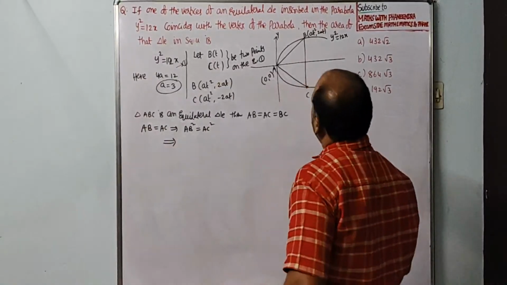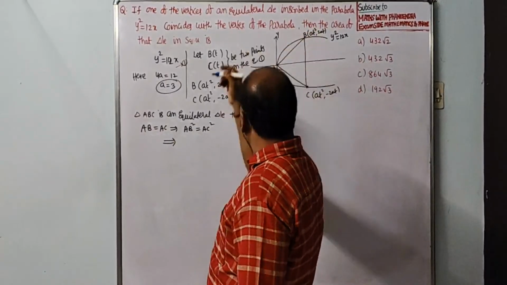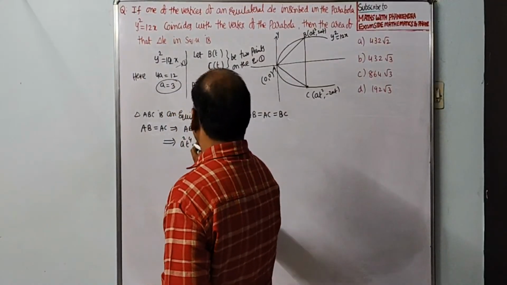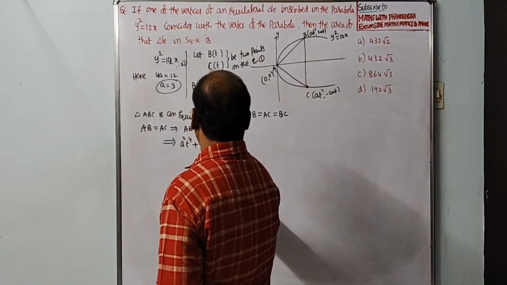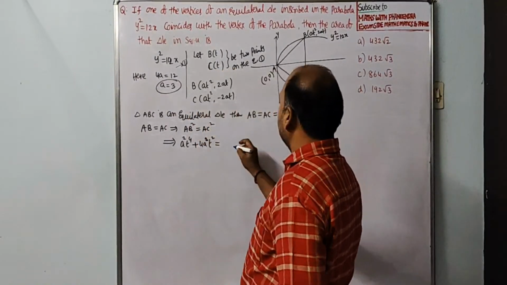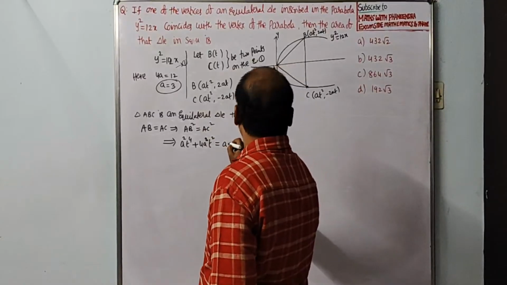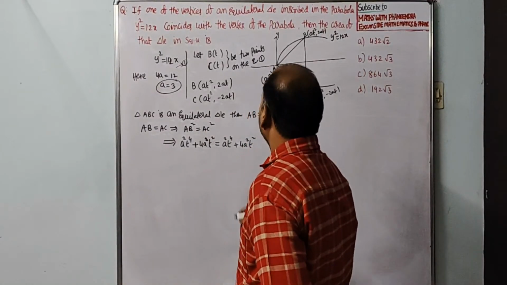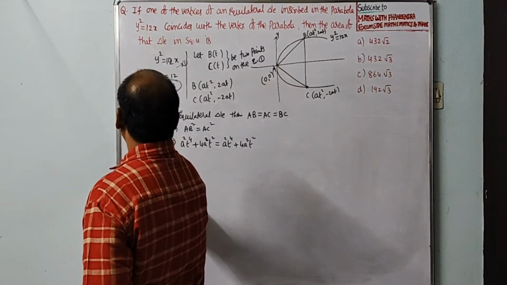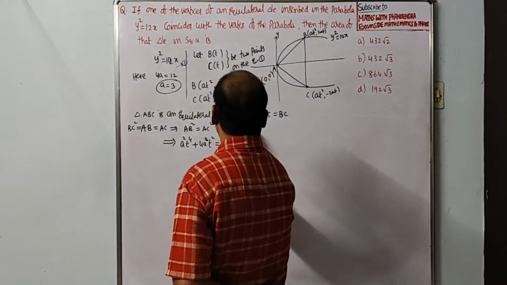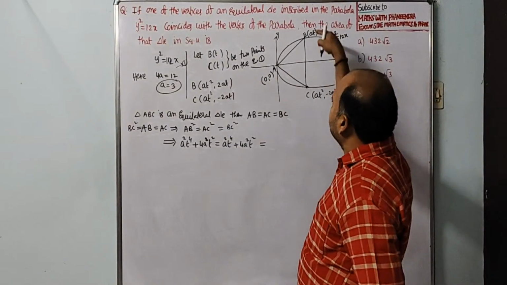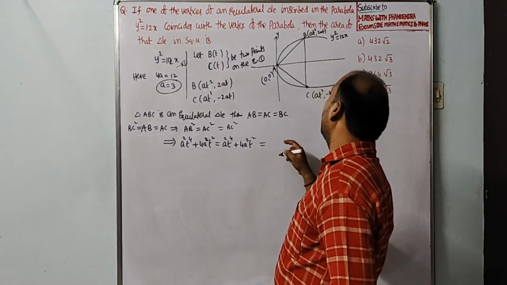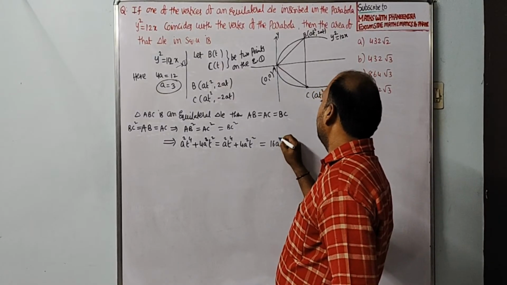So what happens for AB square? Root of (at² − 0) whole square, so you will get a²t⁴ + 4a²t². Similarly, AC square also a²t⁴ + 4a²t². The same only will come. Even if you add here BC square, so I am writing BC square also. BC square means the distance between these two. at² minus at² is 0 will come. So next 2at plus 2at whole square, 4at whole square. 4at means 16a²t².